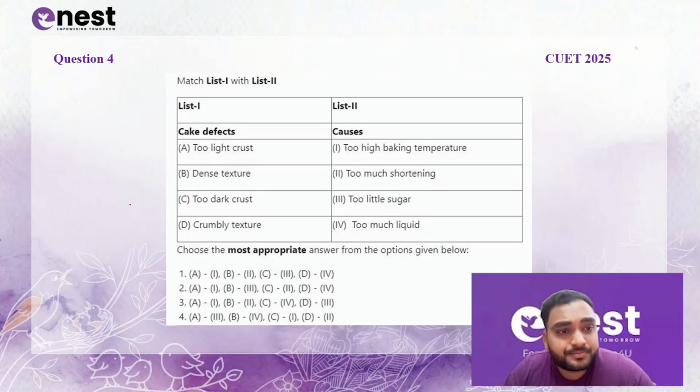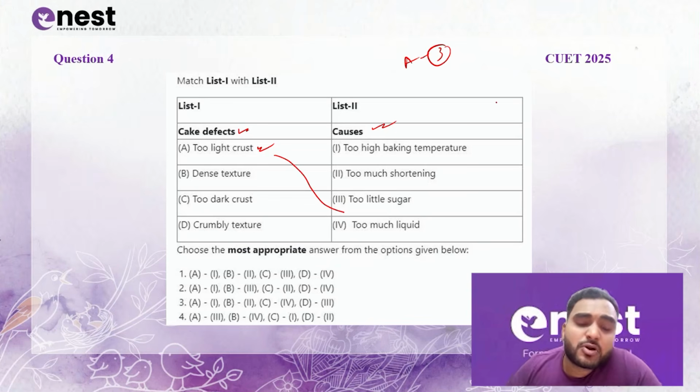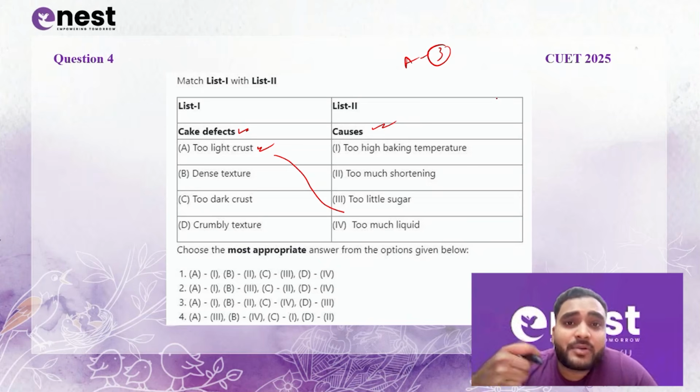Coming to the next question, it is a match the following type question and it comes from bakery. So here you have been given the cake defects and here you have been given the causes. So let's see. First is too light crust. When we were discussing the faults and remedies in bakery products, we discussed that too light crust is because of too little sugar which is being used. So A goes for 3. It is because sugar promotes caramelization and mild browning in the cake, and that is why your cakes, when they are cooked, get the brownish color.